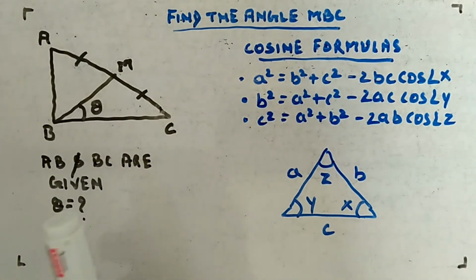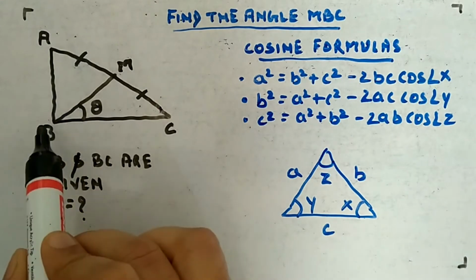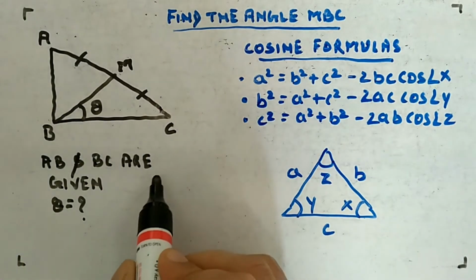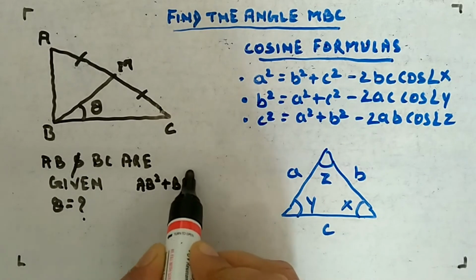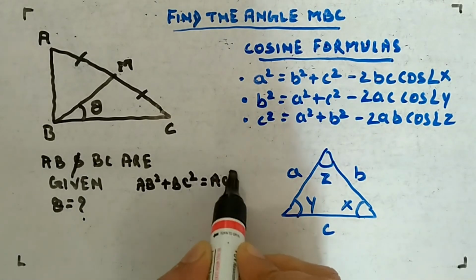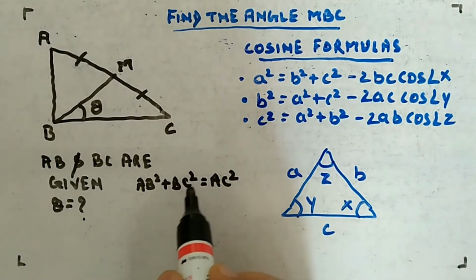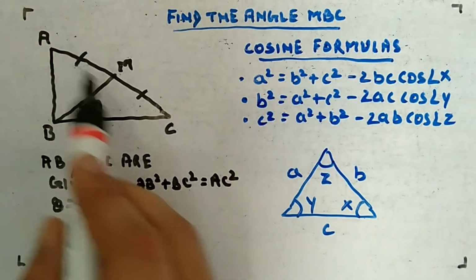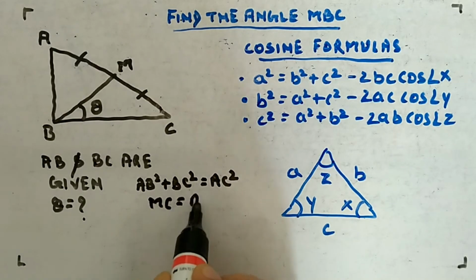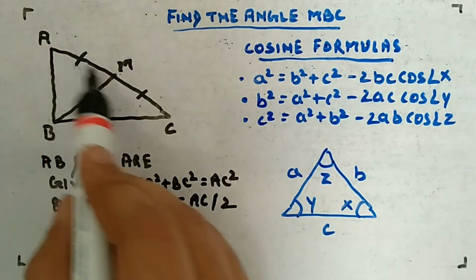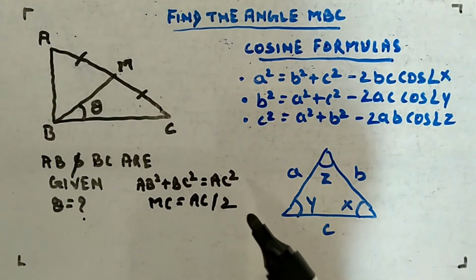So see what I have. Here you can see we'll be given AB and BC, right? So we can calculate AB squared plus BC squared is equal to AC squared, the hypotenuse theorem. Whereas we know MC is equal to AC divided by 2, right? Because these two sides are equal.